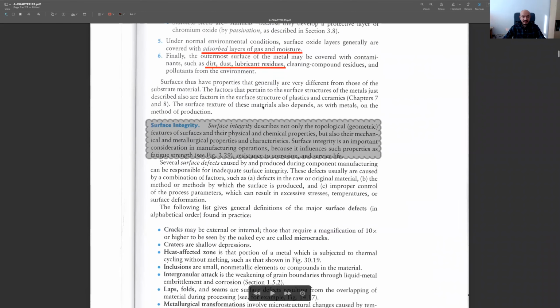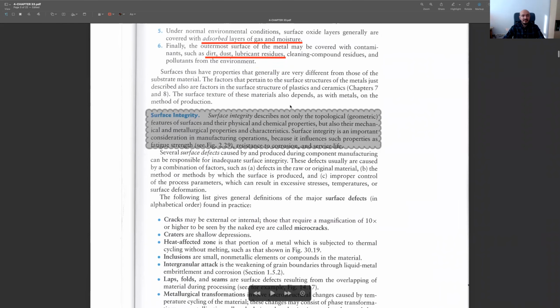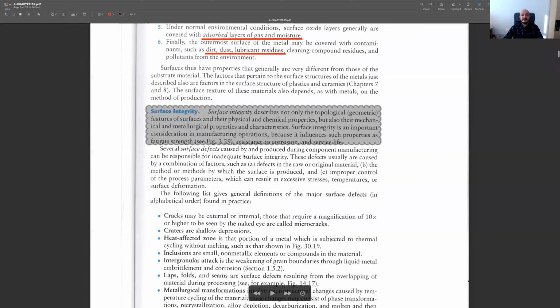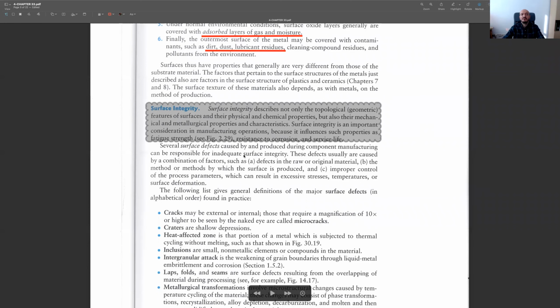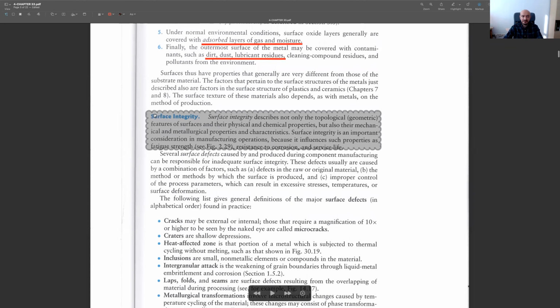What about surface integrity? It's describing not only the topological features, but also the physical and chemical properties and metallurgical effects. So it's a broad term for the quality of the surface. And importantly, it affects the fatigue strength of your part, its resistance to corrosion, its service life, and its overall strength, all of which depend on the overall surface integrity.